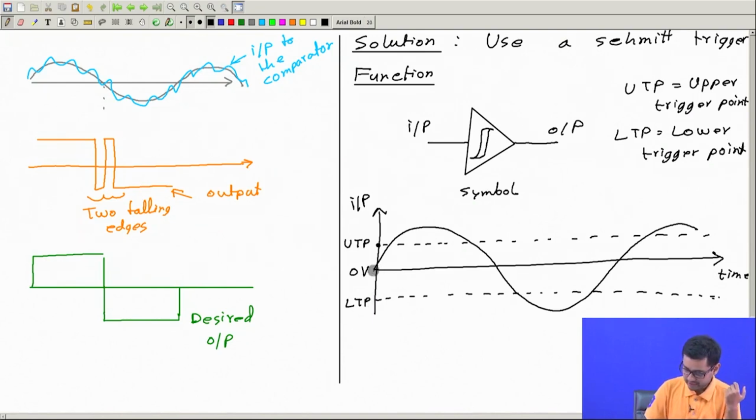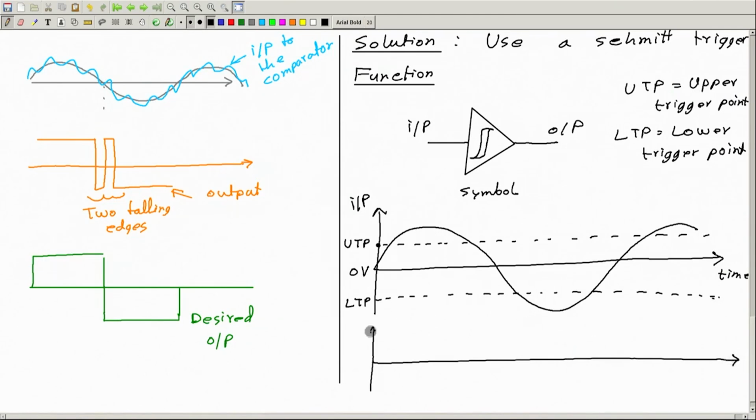Okay. And the input is varying like this. So, it is going beyond the upper trigger point and beyond the lower trigger point. Okay. Now, the output, let me draw it here. So, this is the output.